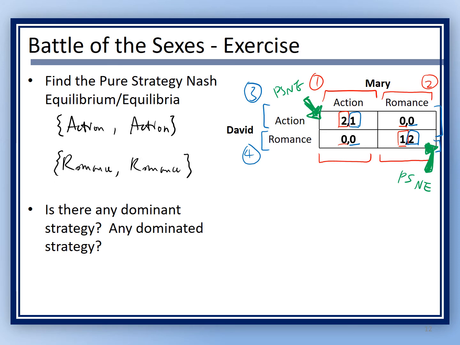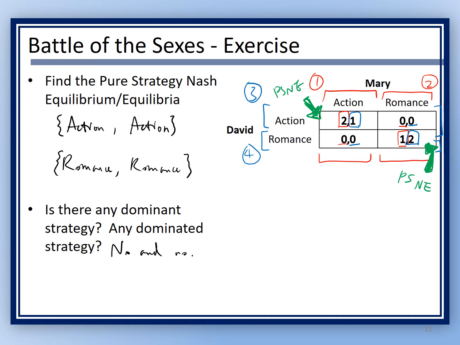Is there any dominant strategy? Is there an action that a player never uses? No, right? If David goes to the romance movie, Mary goes to the romance movie. If David goes to the action movie, Mary goes to the action movie, and vice versa. So whether a player takes an action depends on whether the other player takes the same action. So there is no dominant strategy, nor is there any dominated strategy. No. Right, so that's the answer.